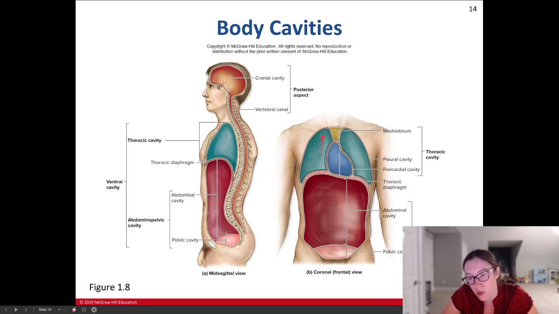The lungs are in the pleural cavity. And then in the middle, between the two lungs, we have what's called the mediastinum, which we can see here in yellow. That mediastinum is going to surround the heart. The esophagus goes through here, the trachea goes through here, and the great vessels go through here. So a lot of different things go through the mediastinum. And then we also have the pericardial cavity, which is within the mediastinum in between the two lungs.